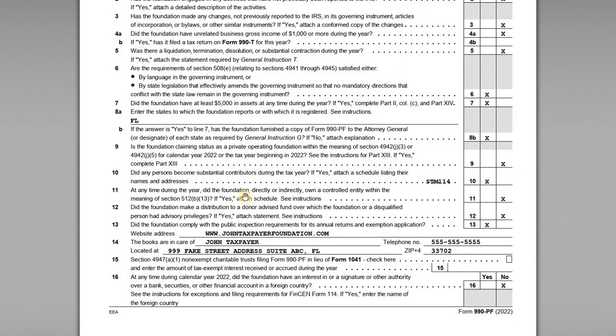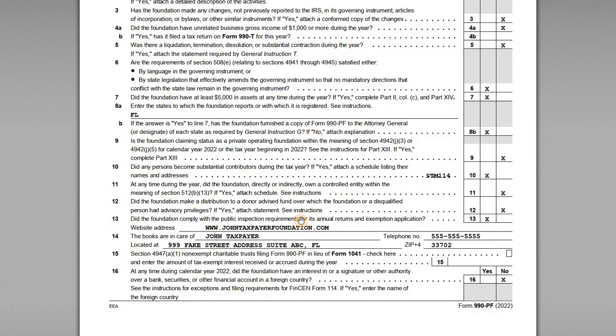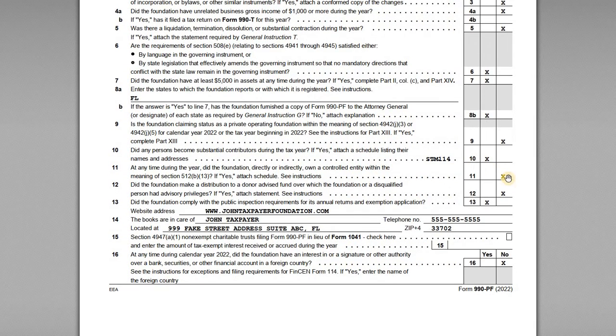Question 10, did any persons become substantial contributors? Yes. So John contributed more than $5,000 during the year. So he hit that mark of a substantial contributor, and so we're going to have to disclose that information on the return in a separate statement.